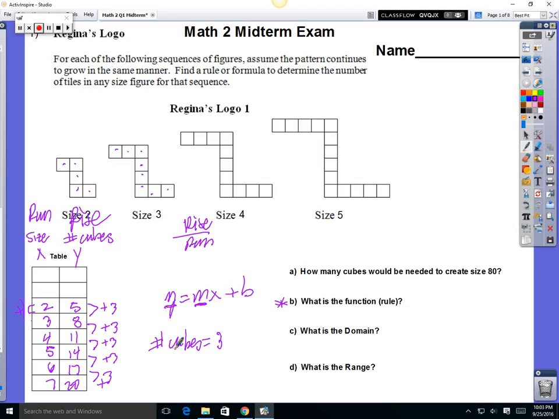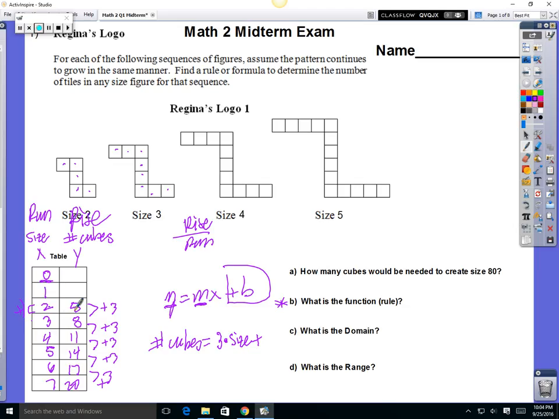So to find the number of cubes it takes, you're going to take 3 and you're going to times it by x. So you're going to times it by the size, and then you're going to add b. And b is the beginning. B is the y-intercept. B always happens at 0. 0 is the beginning. So I'm going to go backwards a couple.